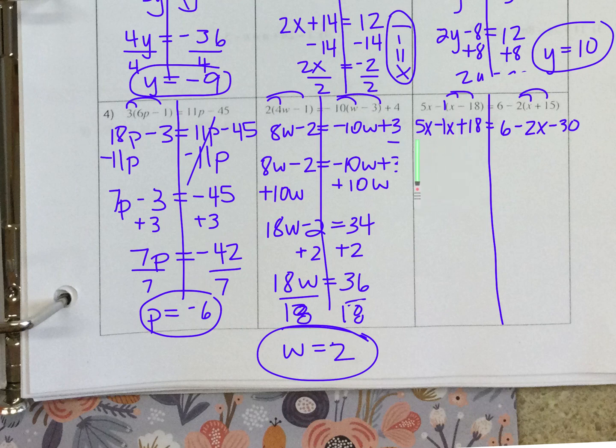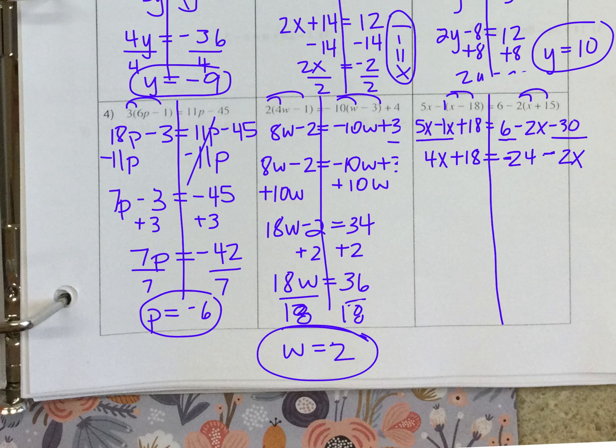All right, now I'm going to look over here on my left side. Is there anything I can put together? There is. 5 minus 1. That is 4x plus 18. All right, what about this right side? I can put a 6 minus 30 together. 6 minus 30, you just do regular math. That is negative 24 minus 2x.